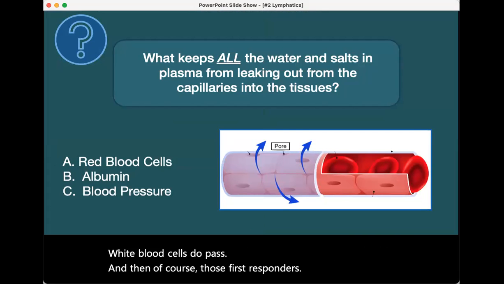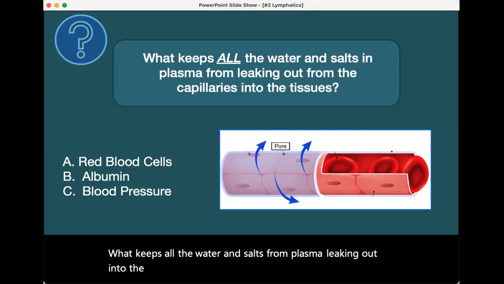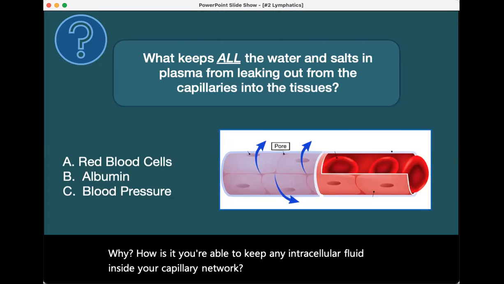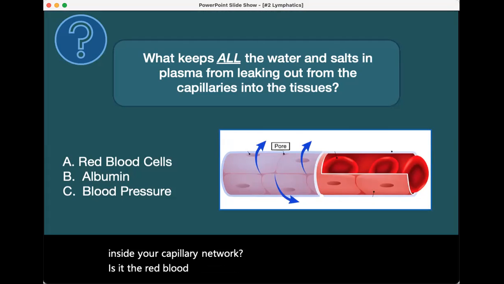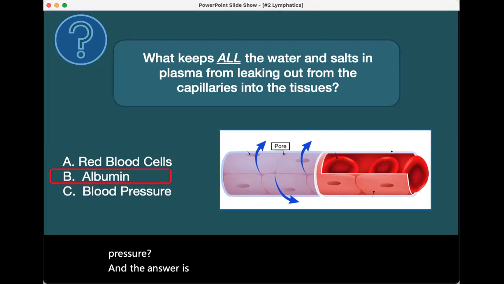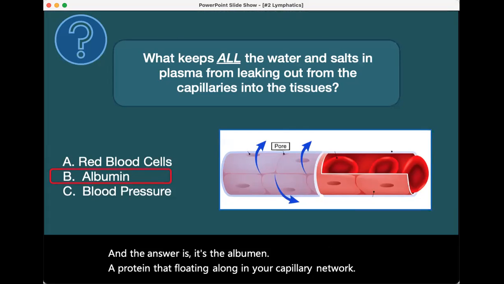Next question. What keeps all the water and salts from plasma leaking out of the capillaries into the tissues? How is it you're able to keep the fluid inside your capillary network? Is it the red blood cells? Is it albumin? Or is it your blood pressure? And the answer is it's the albumin, a protein that's floating along in your capillary network and all throughout your bloodstream as well.